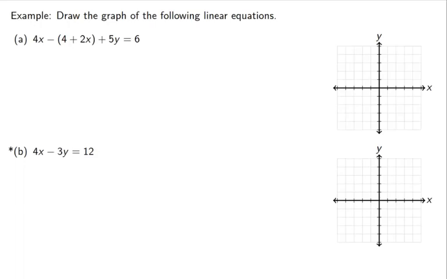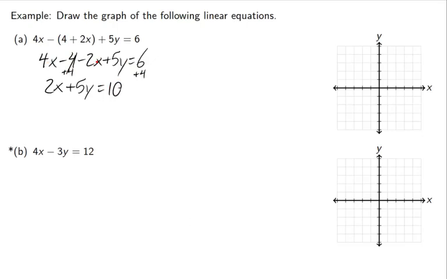Next example. First one here, we're going to have to get it in standard form. So let's distribute the negative sign. Minus 4 minus 2x plus 5y equals 6. So we get 2x plus 5y, and I'm going to add the 4 to both sides, equals 10. I combined the 4x and the negative 2x to get a positive 2x. The 5y remained, and I added 4 to both sides. So here's the equation in standard form.